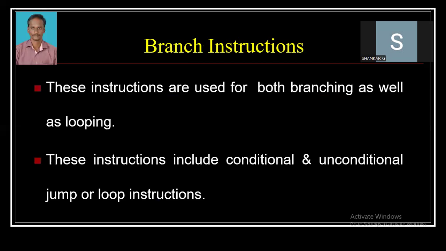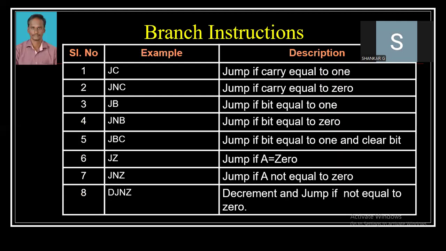And next instruction is the branch instruction. These instructions are used for both branching as well as looping. These instructions include conditional and unconditional jump or looping instructions. Let us see first the branch instructions, which are conditional instructions. The first one is JC. JC means jump if carry equal to 1. And next JNC, jump if carry is equal to 0.